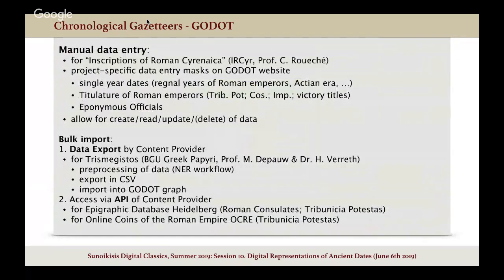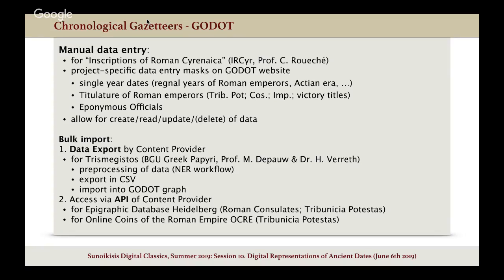To sum up what we have already as data in the database, by manual data entry, we have several hundred inscriptions of the Roman Quranic, which Charlotte Rocher has entered manually. She uses a project-specific, tailor-made data entry mask on the Godot website. So she can now enter single year dates, she can enter titulature of Roman emperors, and some eponymous officials.